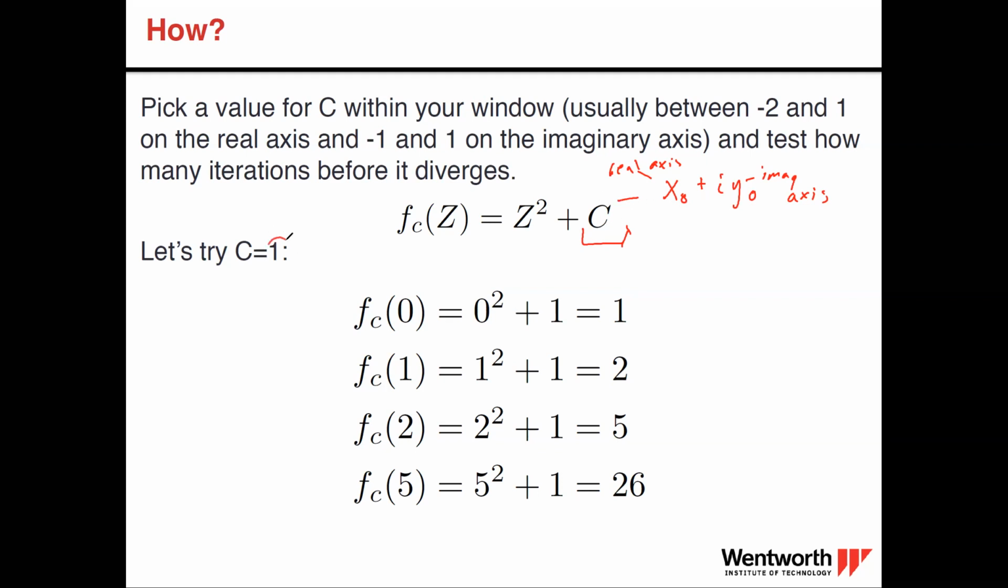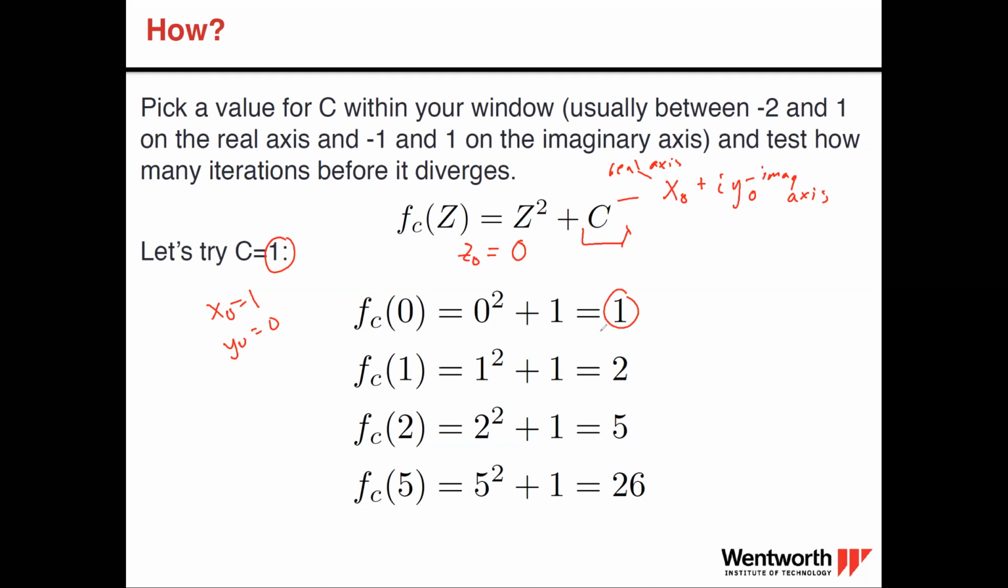So let's just try C equals 1. What does that mean? That means that x0 is 1 and y0 is 0. That's it. So if I pick a C of 1, this is what those two values are. So we need to take the first value of Z. Remember that Z0 is just 0. So we start here with 0 squared plus C. Well, C is just 1. So we put a 1 in here, and 0 squared plus 1 equals 1.